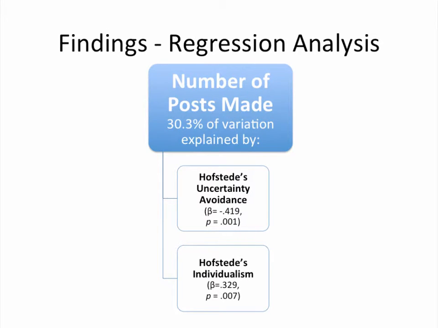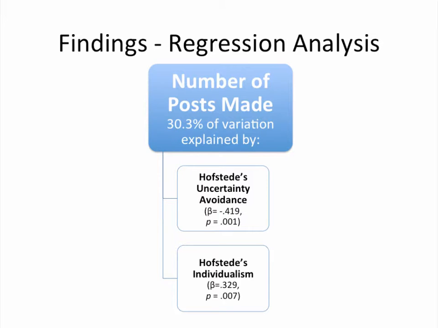Next, we conducted stepwise regression analysis to determine the predictive power of culture and personality traits. In this analysis, we used three individual dependent variables, which were our behavioral traces, so the number of posts, the summed word count submitted, and the number of case information references. Our independent variables were, again, students' Hofstede's dimensions, their cultural traits, personality traits, and their module grades.